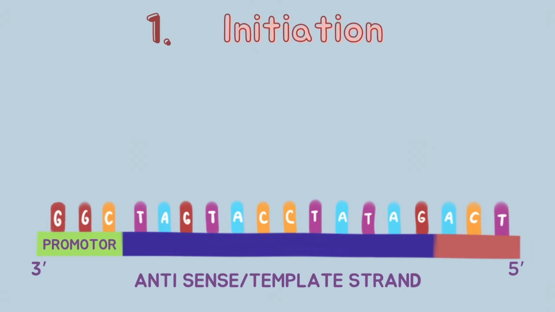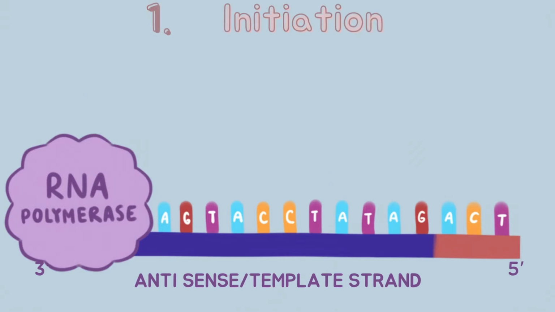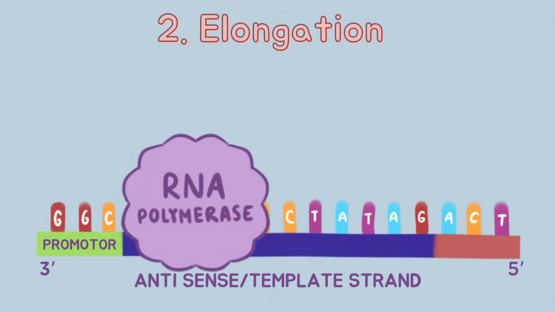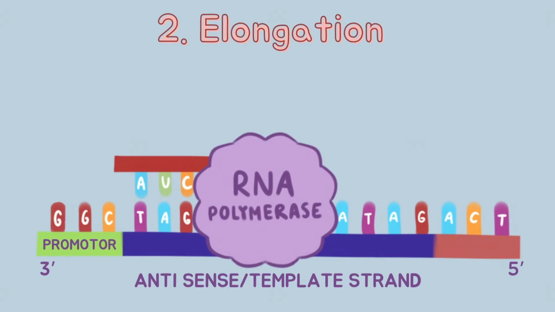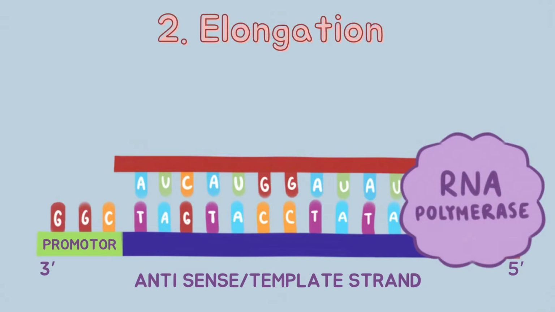The first step is initiation. It begins at the promoter region, which tells the RNA polymerase where to begin transcribing. Now, elongation can begin. The RNA polymerase will start reading the antisense strand in the 3' to 5' direction, adding complementary RNA nucleotides to the 3' end of the RNA strand one by one, forming a growing mRNA strand.